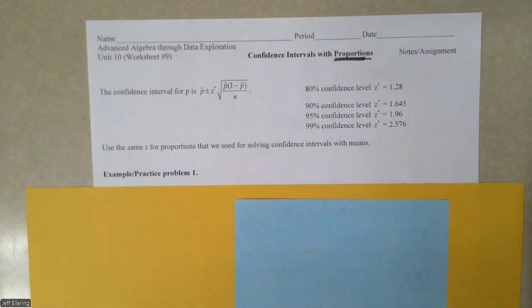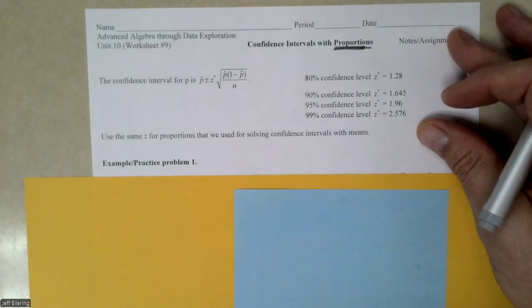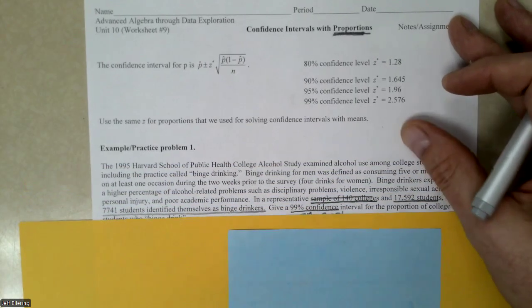We only have two examples we're going to go through. So let's be very thorough with them. Here we go. Here's our first problem.